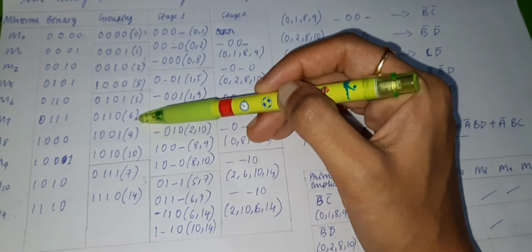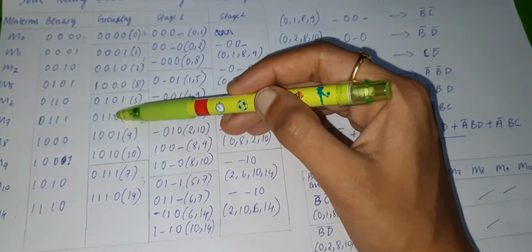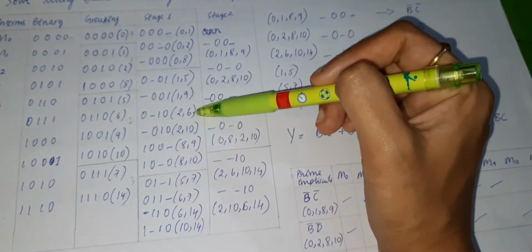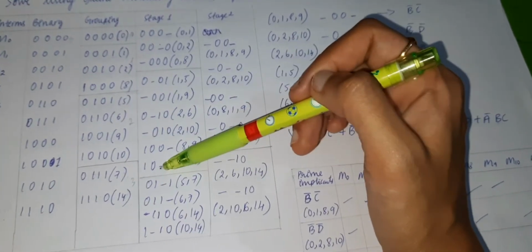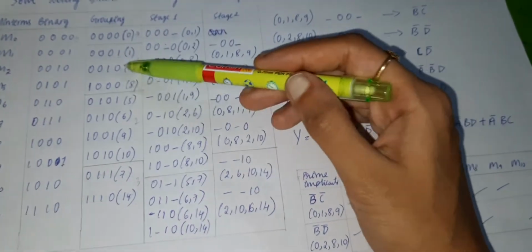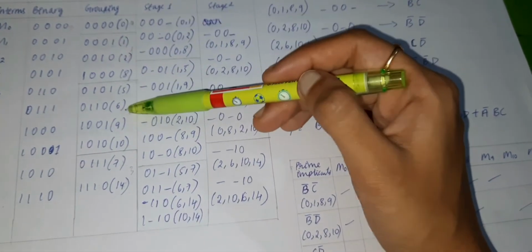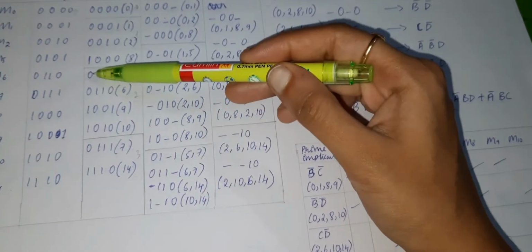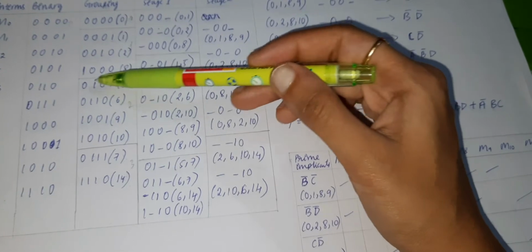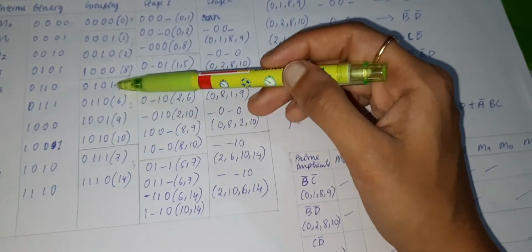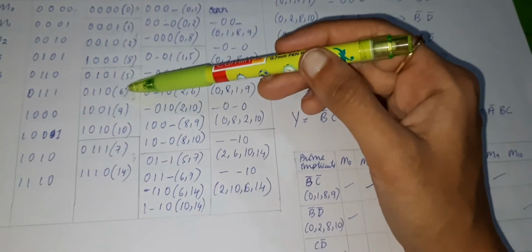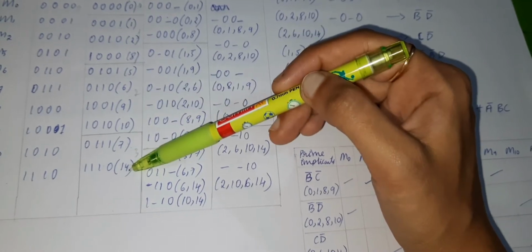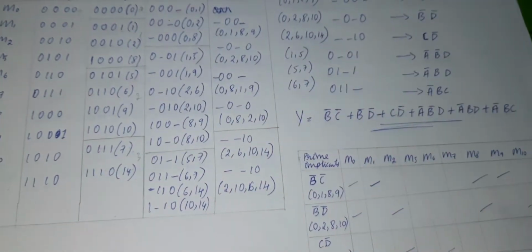Now compare this one, 0011 and 0110. It is only differing by one place, so consider that one, 2 comma 6. In the same way 2 comma 10, 8 comma 9, 8 comma 10, group those as they are only differing by one place. After comparing group 1 with group 2, now compare group 2 with group 3, and the results are here: 5 comma 7, 6 comma 7, 6 comma 14, and 10 comma 14, as they differ only by one place. So this is how stage 1 is done.